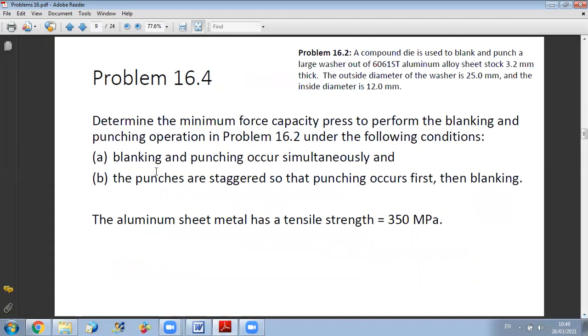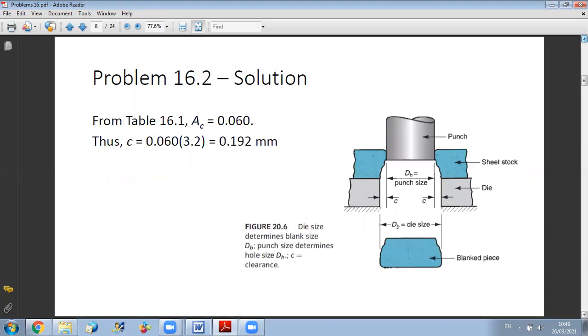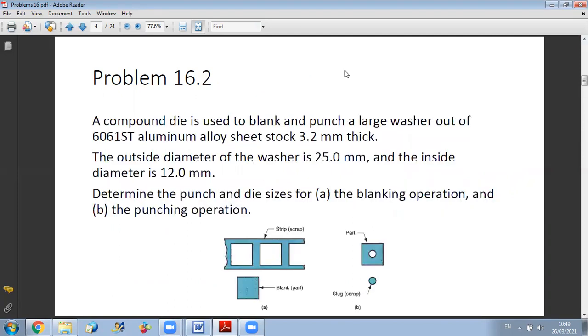Now, determine the minimum force capacity of the press to perform the blanking and punching operation in problem 16.2 under the following condition. In problem 16.2, if you remember, we will go back to it, we want to determine what will be the capacity of the press in case blanking and punching occur simultaneously at the same time, or if the punches are staggered, so that punching occurs first, then blanking. Let us go back to the figure in 16.2.